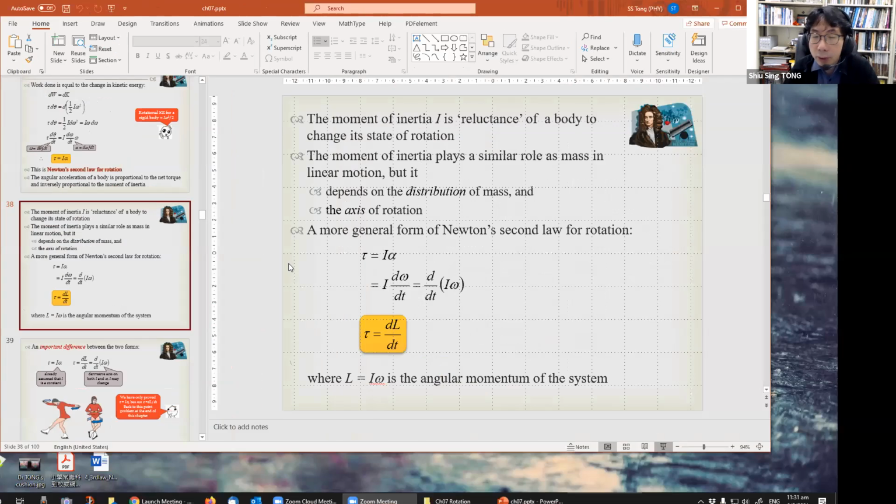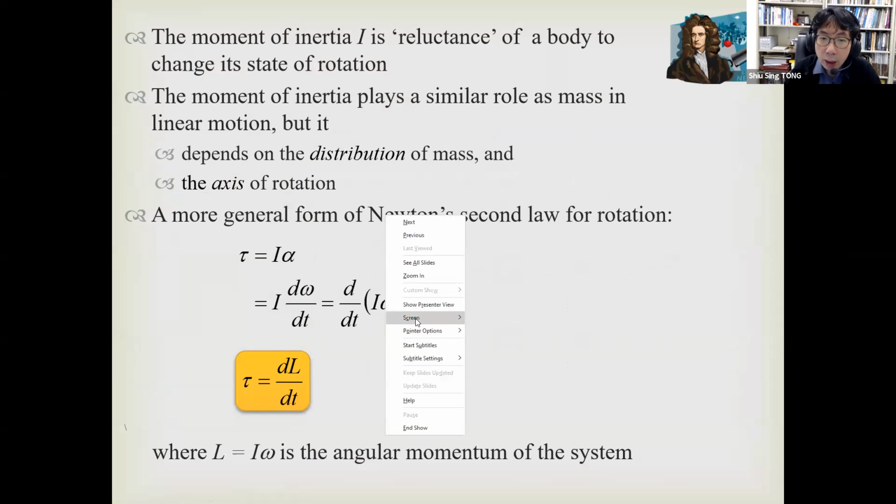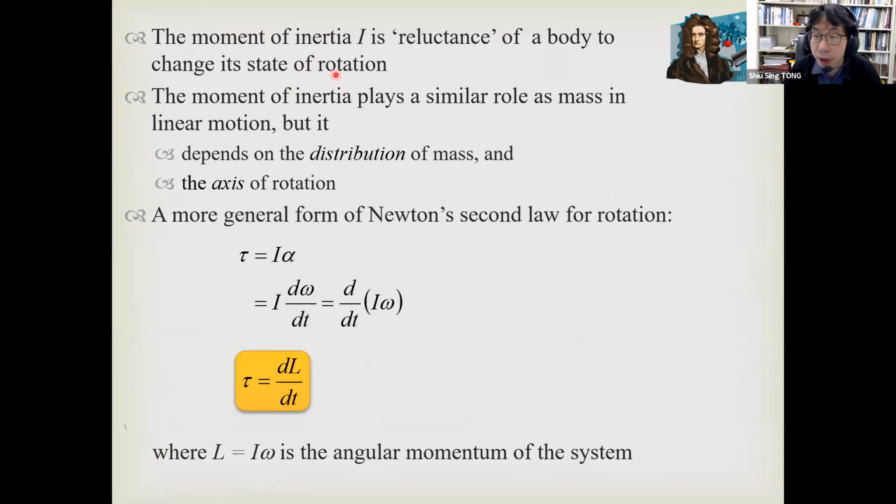Now, if you look at this formula, torque equal to I alpha, then it will become very apparent that the moment of inertia now plays the role of inertia, the reluctance of a body to change its state of motion, to change its state of rotation.